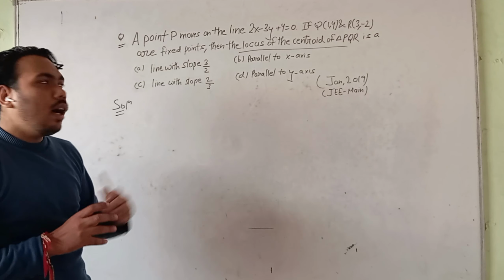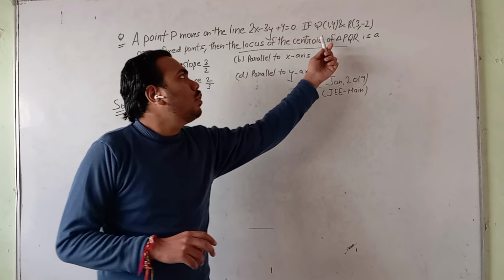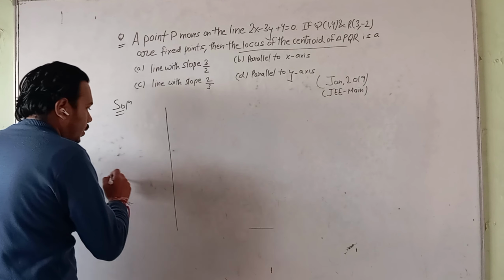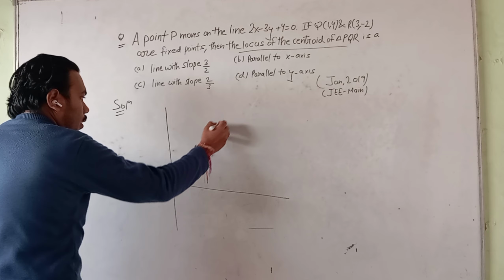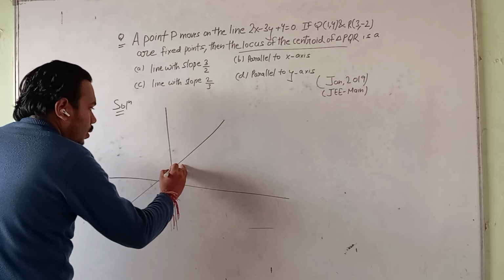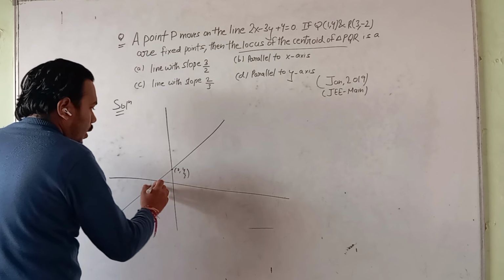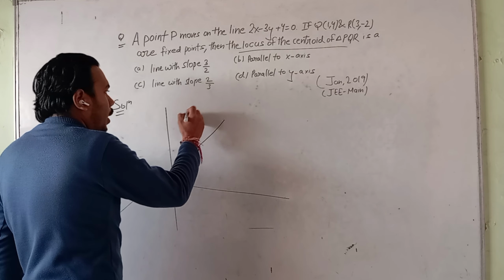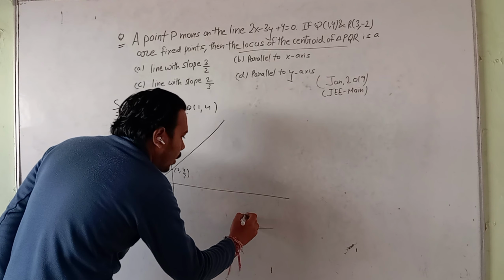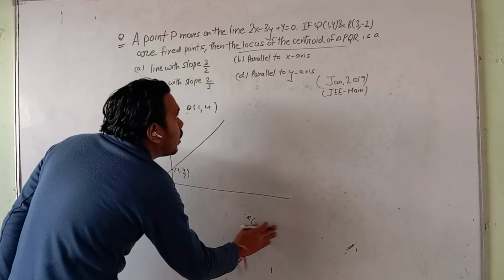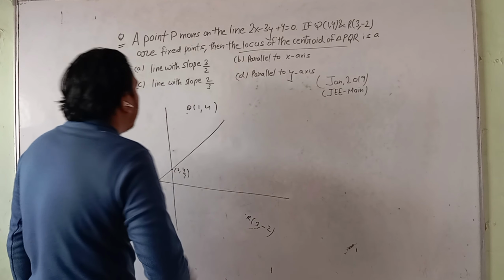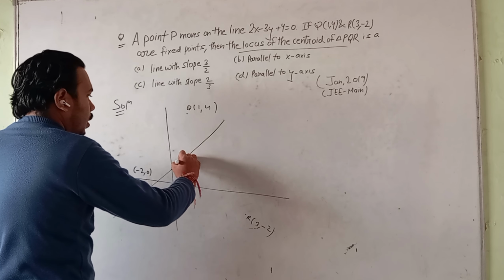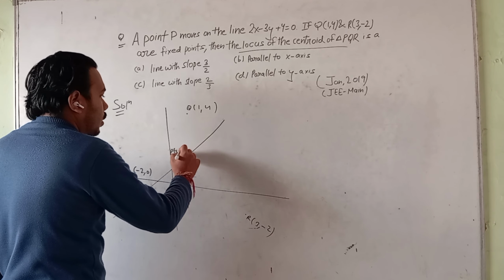This question says that a point P moves on this line and there are also two fixed points. Let's draw the diagram according to the given information. Here is the line. It passes through (4, 0) and (0, minus 2). And here is some point Q (1, 4) and some point R (3, minus 2). The point P moves on this line. Let's assume that point P is here. Assume it is (x1, y1).